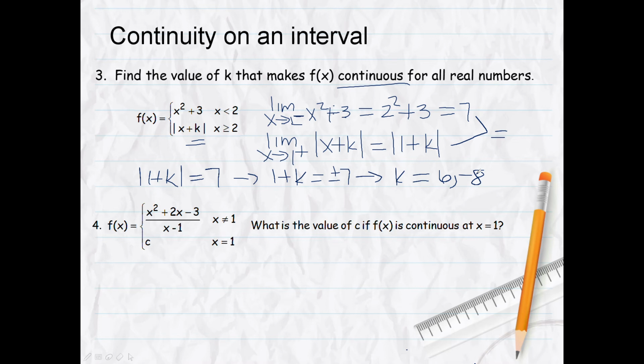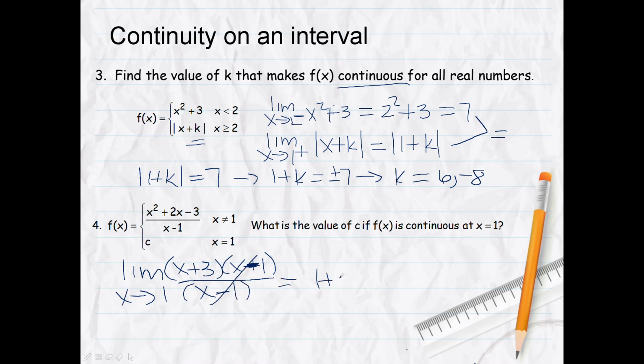Let's do the same thing here. So I'm going to take the limit as x goes to 1. I'm going to go ahead and factor the numerator. Whoops. This should be minus. So these go away, leaving me with 1 plus 3 is 4. So in order to be continuous, this limit has to equal f of 1. But f of 1 is c. So c must be 4 to make it continuous.